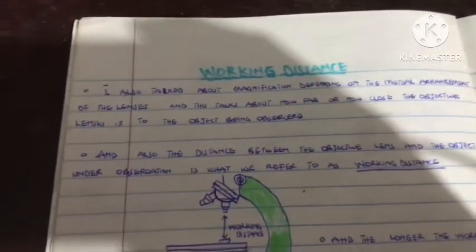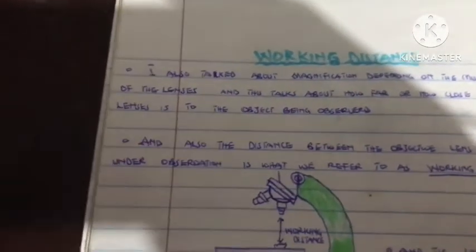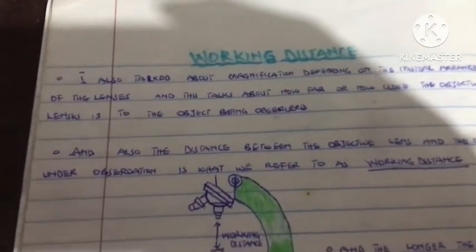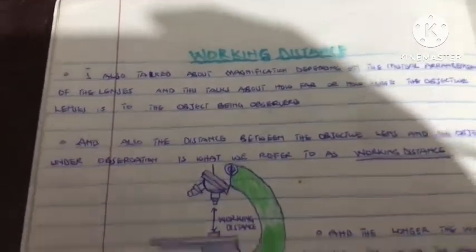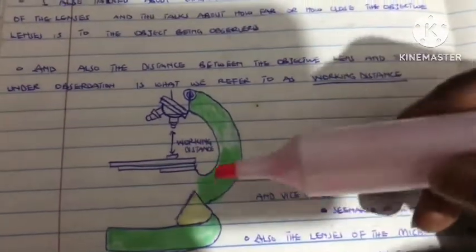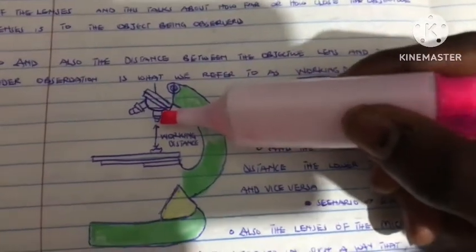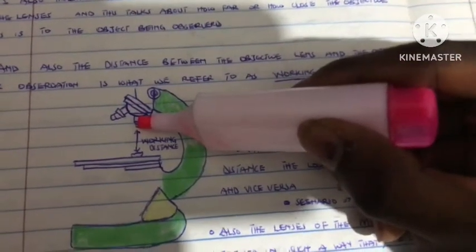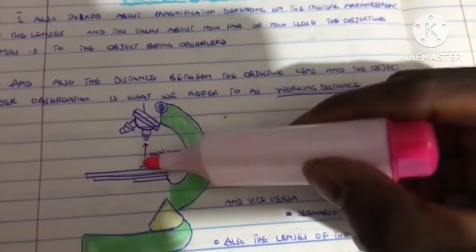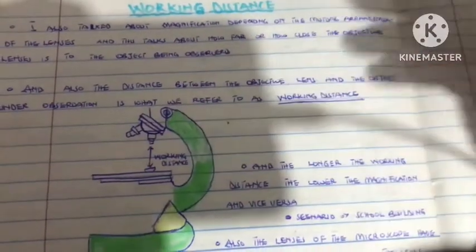Working distance. You see, I also said that magnification depends on what? The mutual arrangement of what? The lenses. The mutual arrangement of the lenses. This is where it comes into play. Now the question is, what is working distance? Let me use this diagram to explain. You see, the working distance is just the distance from the tip of this lens to the topmost of the specimen. You understand? From the tip of the lens to the topmost of the specimen is the what? The working distance. You understand?